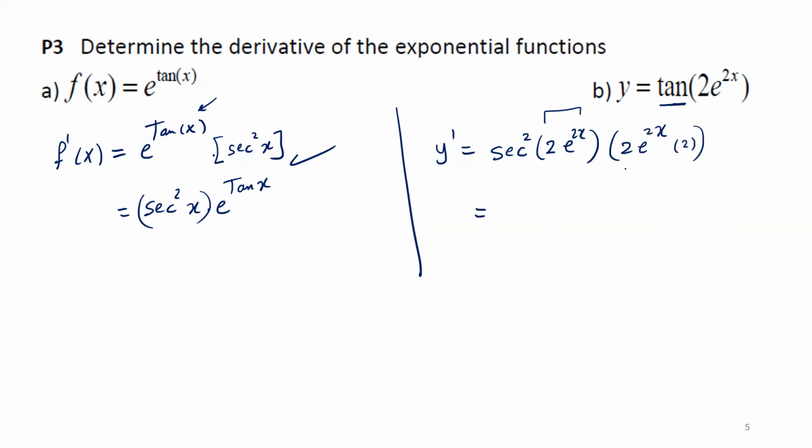So just to rewrite again, it's 2e to the 2x times secant squared of e to the 2x, and this is the answer. I just wrote this here in the beginning. Okay, this is the answer.